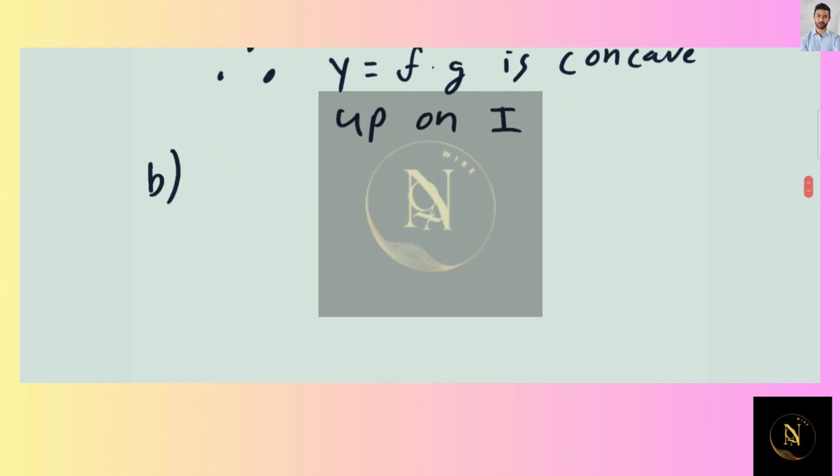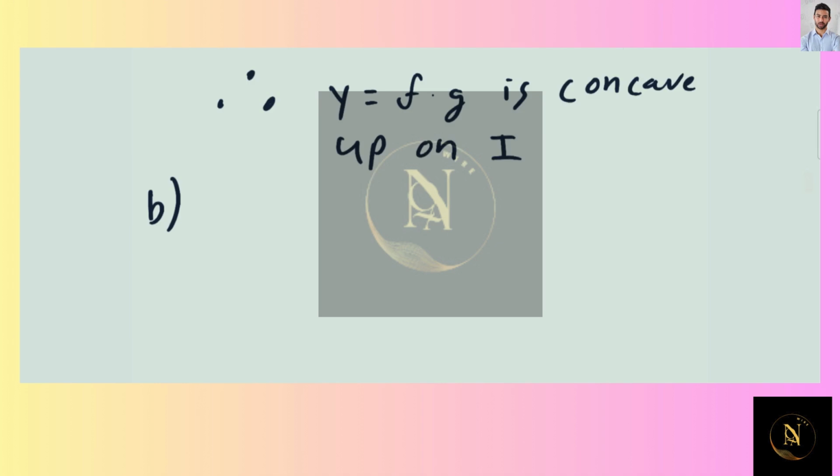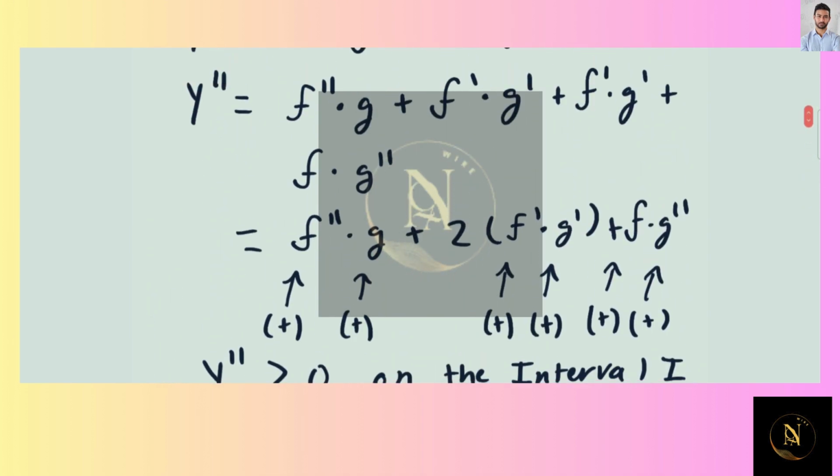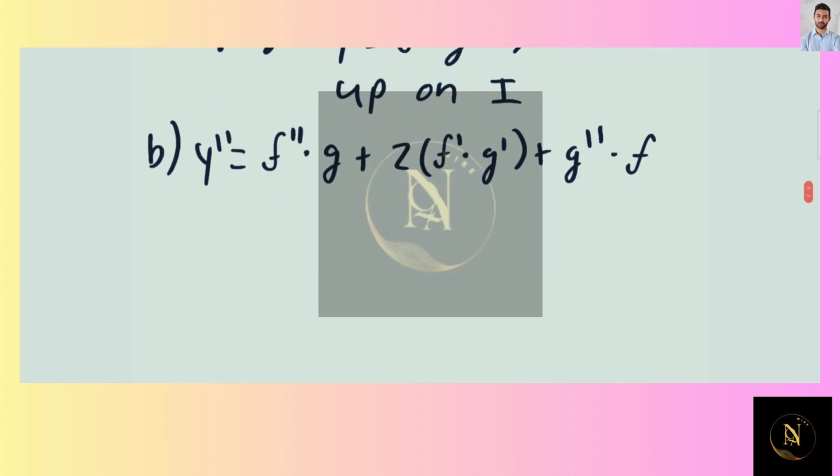And now for part B, we're told that the only difference from part A is that f and g are both decreasing. So if we go ahead and look at this second derivative again, which was y double prime equal to f double prime times g plus 2 times f prime times g prime plus g double prime times f, the only difference is that f prime and g prime are going to be negative now, since we're decreasing.